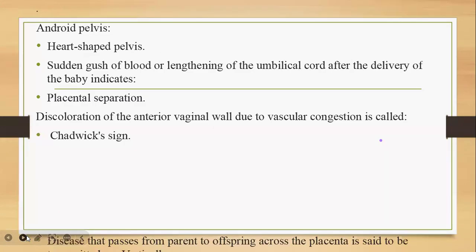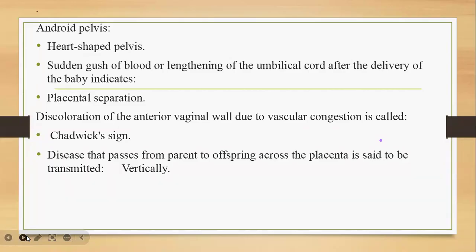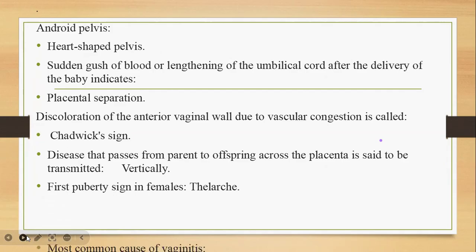So Chadwick sign. Okay, now some diseases pass directly from the parents to the offspring with the help of the placenta. That kind of transmission is known as vertical. We have different types of transmission, vertical and horizontal. Okay, now the first puberty sign in females is thelarche. Thelarche means breast development in females.